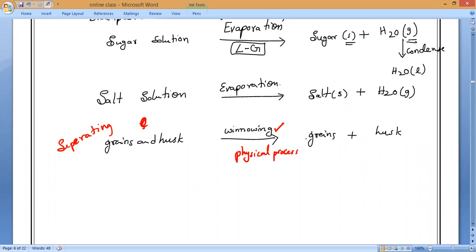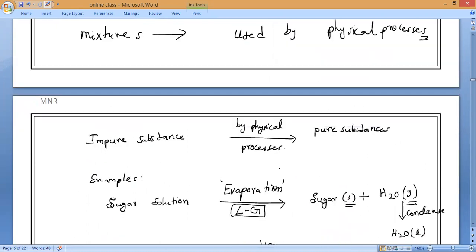Now you tell me, are grains a pure substance or impure substance? Pure substance. Husk is also called pure only. Salt is called pure. Water is also called pure. So by physical process, separating the impure substances will always give you what? Pure substances only. That is what I want to teach you. Have you understood now? Impure substances by physical process, we can separate again and obtain pure substances. That is what you have to remember.